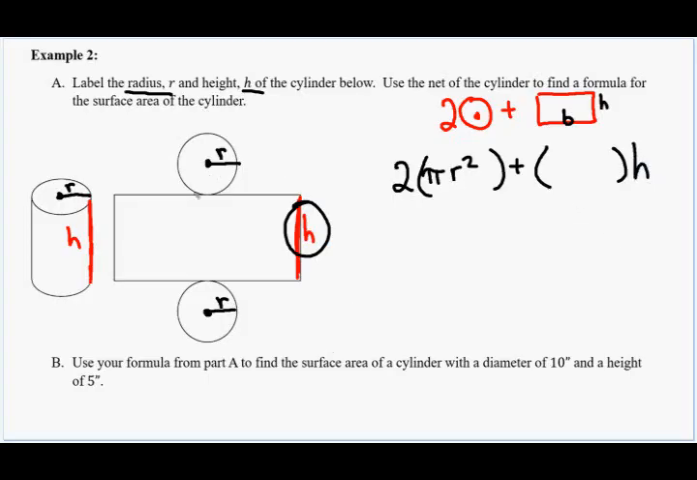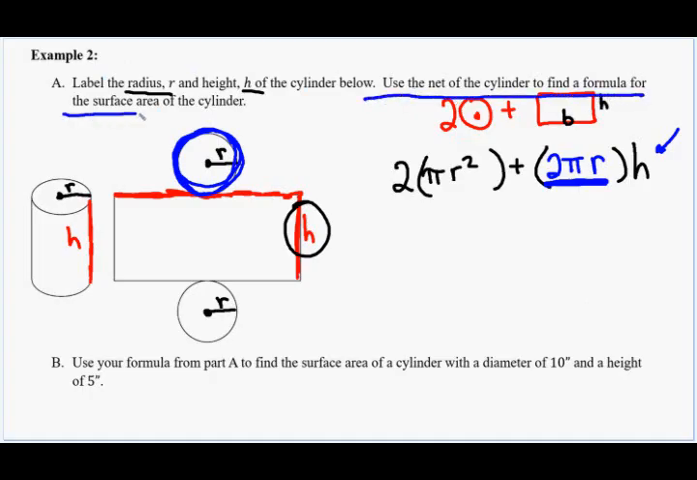Now think about this. This top edge that I'm hitting in red ink, when we wrap it around the circle, it should go all the way around the circle like this. So what is this part of the circle I'm tracing in blue? That's the circumference of the circle. And the circumference of a circle is 2 times pi times r. All right, so that's the base of our rectangle times the height. So use the net of the cylinder to find a formula for the surface area.